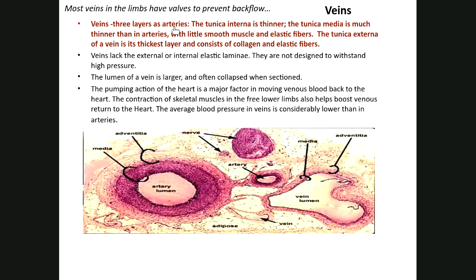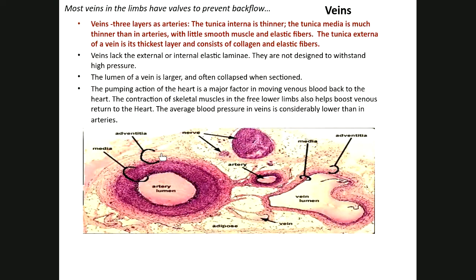layers as the arteries do. The tunica intima is thin compared to the artery. The tunica media is very thin compared to the artery. It does have smooth muscle in this area. Of the 3, the tunica externa is probably the thickest. It has collagen and elastic fibers. Veins do not have that internal elastic lamina. They're not designed to withstand a lot of pressure.